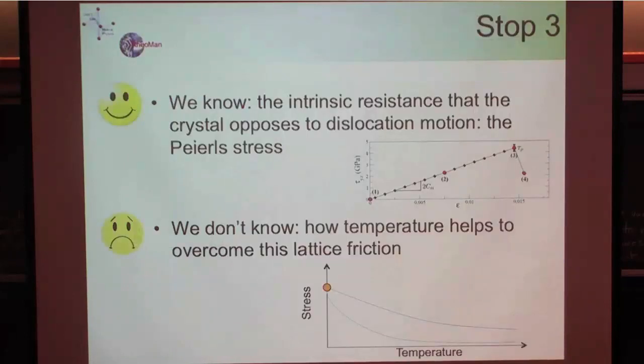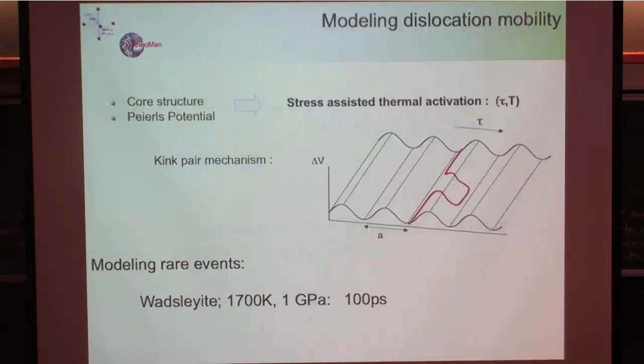So this is the first step. We know the intrinsic resistance. That's good. We would now like to bridge this measurement at 0 K to high temperature measurement, so we need to introduce the influence of temperature. The easy idea would be, OK, let's just shake the atoms, let's just shake the box, use molecular dynamics. We should not do that.